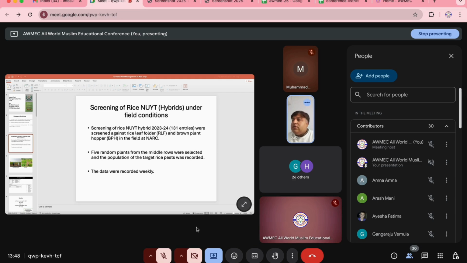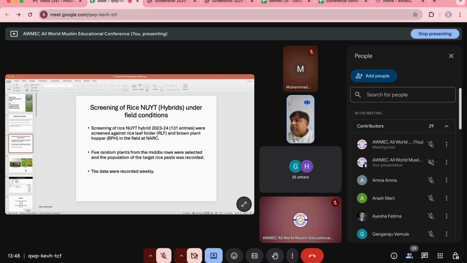This is the second slide. So our main purpose is to minimize the use of insecticide. For this purpose, we have three types of approaches. First is to develop rice lines which have resistance against the specific insect pest. For example, we have fine rice and hybrid rice in Pakistan, and the main key insect pests for this crop are rice leaf folder and brown plant hopper.